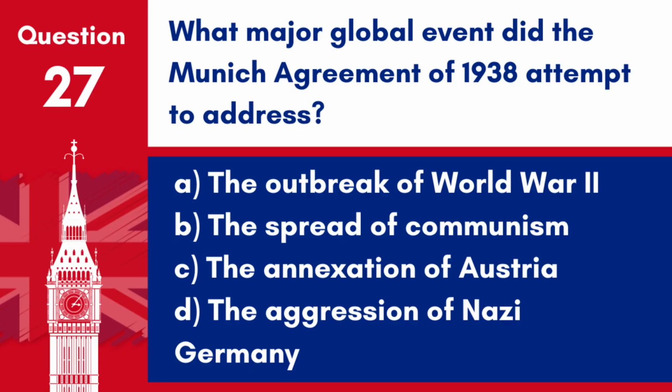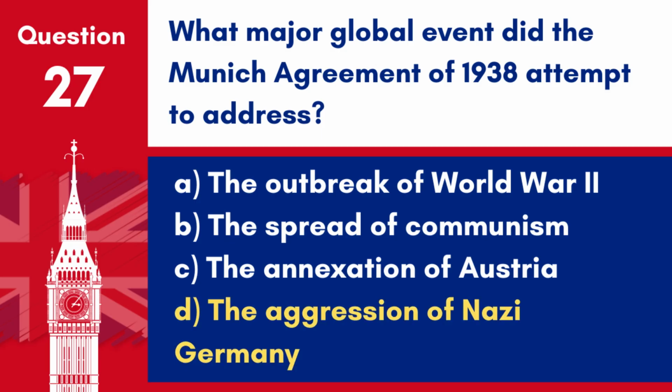Question 27. What major global event did the Munich Agreement of 1938 attempt to address? A. The outbreak of World War II. B. The spread of communism. C. The annexation of Austria. D. The aggression of Nazi Germany.